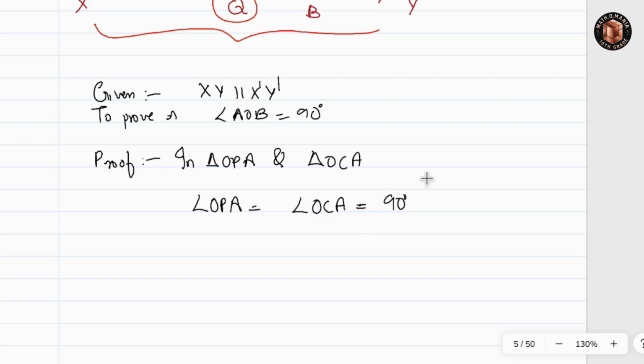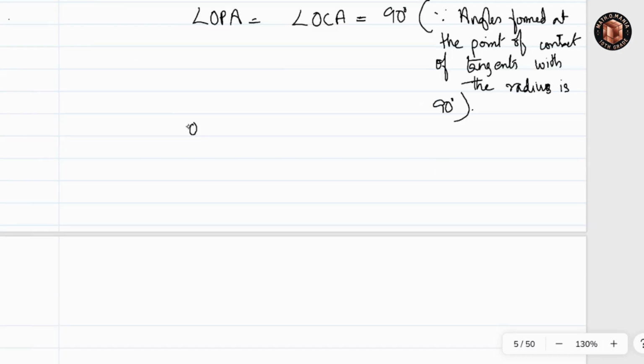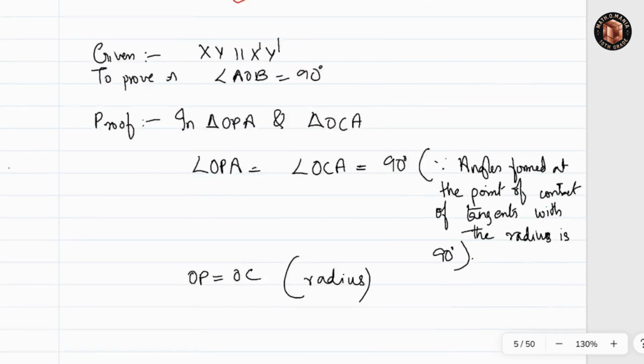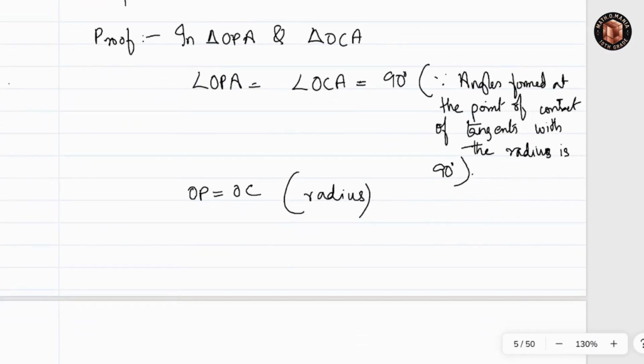Then we have to write the theorem in the bracket. Because angles formed at the point of the contact of tangents with the radius is 90 degree. What is that? OP equal to OC. Why? OP and OC are the radius here, right? They both are the radius. This is also our radius, this is also radius, this is also radius, right? So OP and OC are radius.